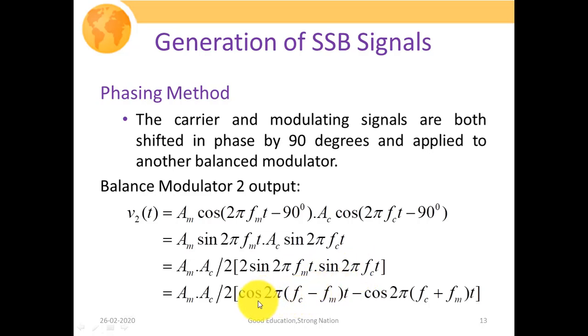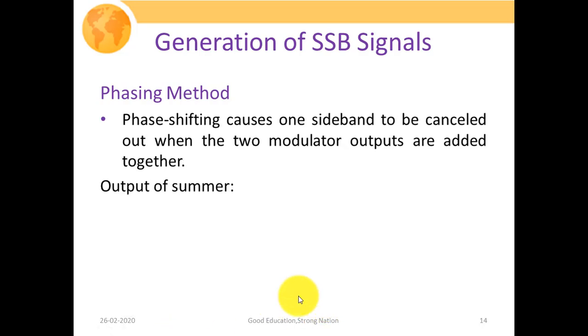Now again we will have cos(2π(fc − fm)t) minus cos(2π(fc + fm)t). This is our lower sideband and this is our upper sideband. But if we closely observe, the upper sideband has this minus sign, and when we add it with the signal V1(t), they will cancel out each other and we are only left with the lower sideband signal. So phase shifting causes one of the sidebands to be cancelled out when the two modulator outputs are added together. This is what I have tried to explain to you.